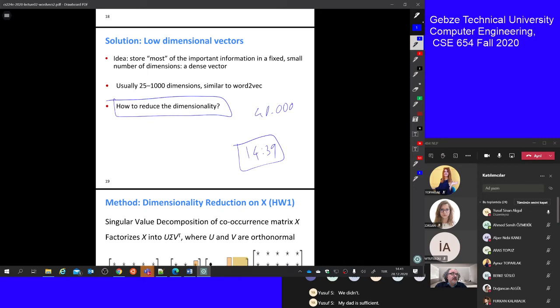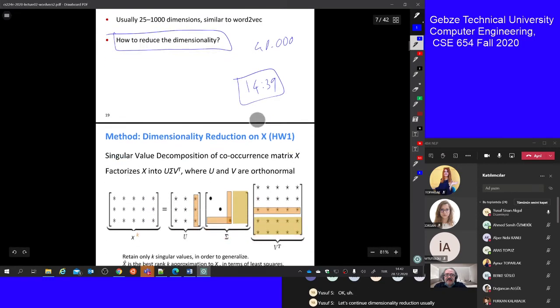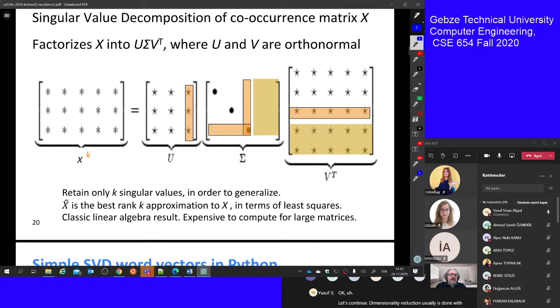Okay, let's continue. Dimensionality reduction is usually done in many areas of engineering and science. For that, we use singular value decomposition. It's a standard matrix decomposition technique. It says that given any matrix, it doesn't have to be square, an n by m matrix, I can decompose this matrix into 3 parts: the U part, the sigma part, and the V part.